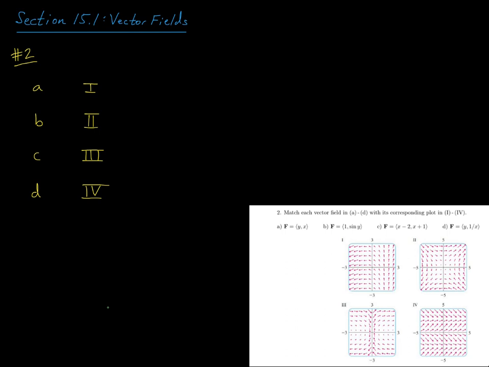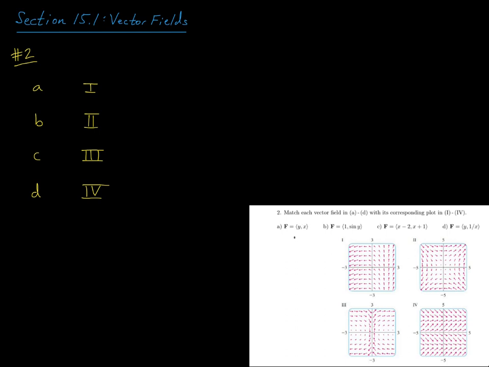All right, problem 2 says match each vector field in A through D with its corresponding plot in 1 through 4. So starting here with A, where the field F is y comma x, first notice that if x is positive, so in other words, I'm in either quadrants 1 or 4, the j component is positive, meaning all the vectors need to be pointing upwards.